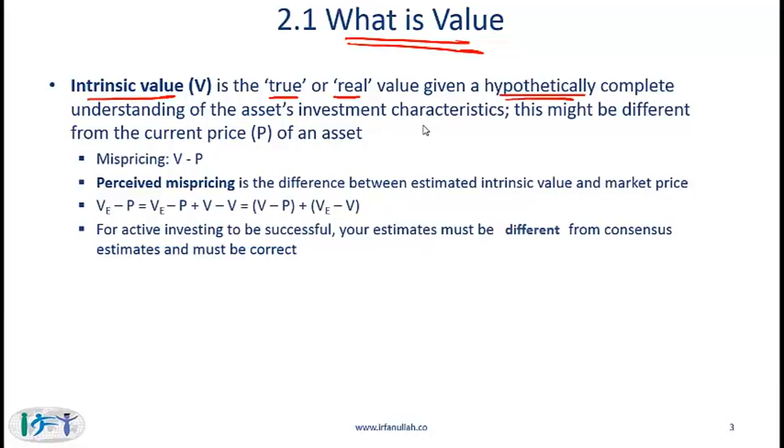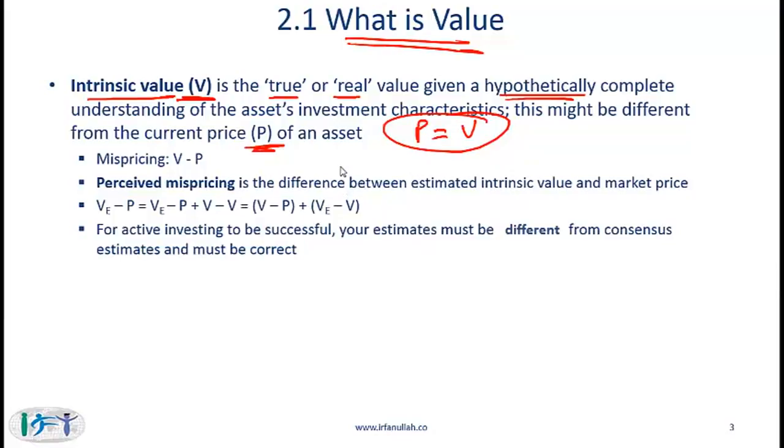But nevertheless, we can try to collect as much information as possible and come up with a value that would be a perceived value. We are going to denote intrinsic value with the symbol V. The current market price of an asset is given by P. For simplicity, we'll assume that we are talking about a publicly traded stock. So the current market price P is easily observable. In an efficient market, the price in the market will be equal to the value. So this would be a completely efficient market.